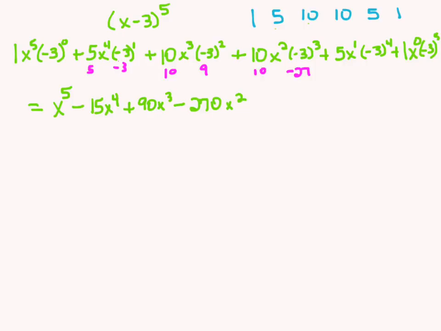Next up, negative 3 to the 4th is 81, and we need to multiply that times 5. So we're going to get plus 405 times x. And finally, the last one, negative 3 to the 5th, would be negative 243, and we're just multiplying that times 1. So minus 243. And so there we have it, the expanded version of x minus 3 to the 5th.